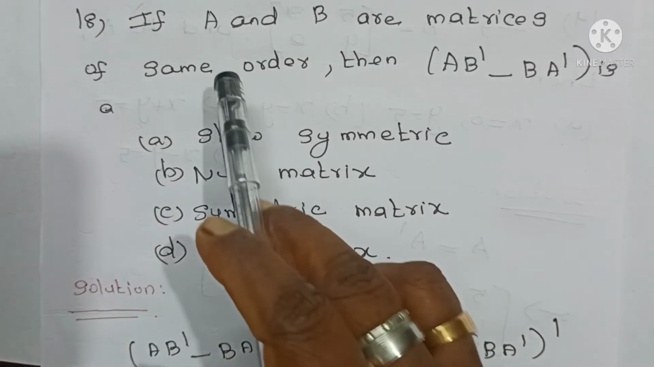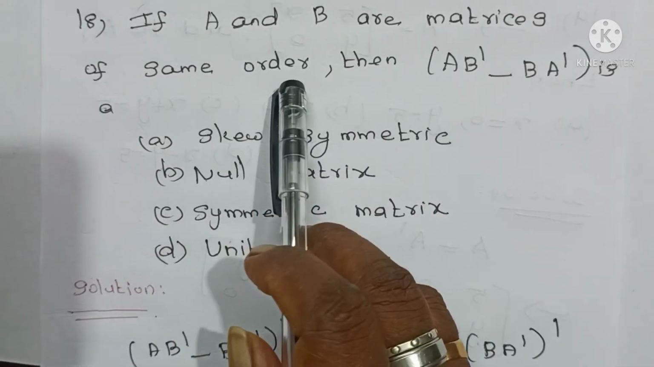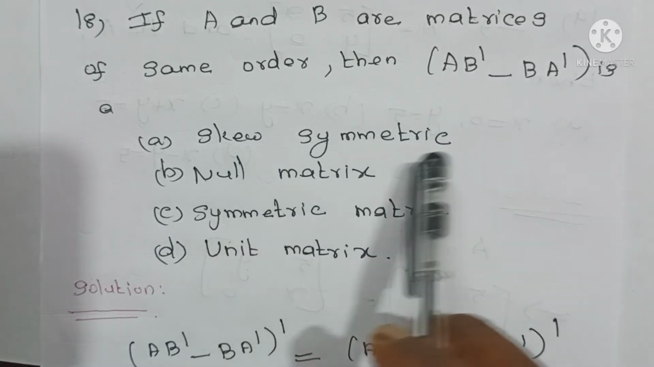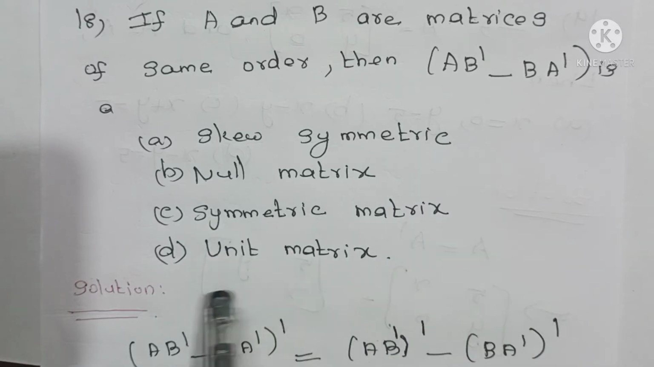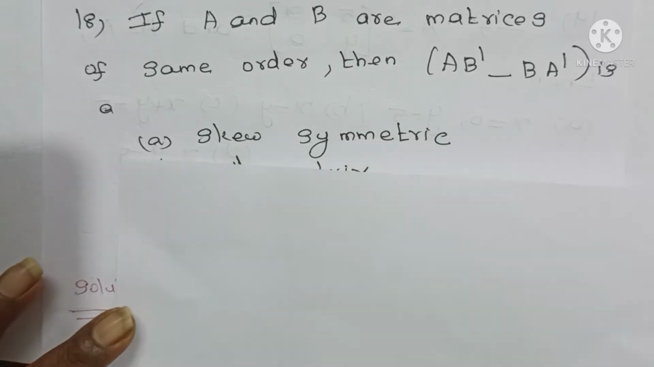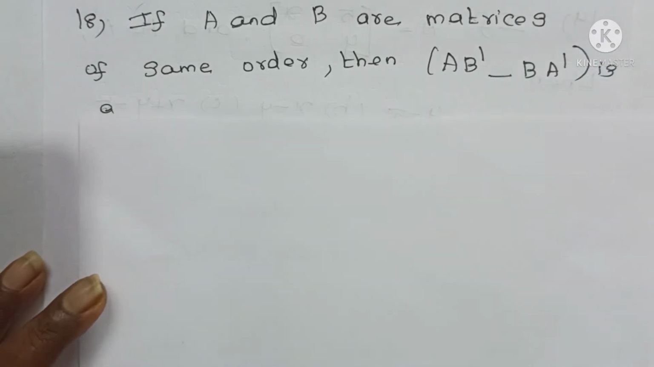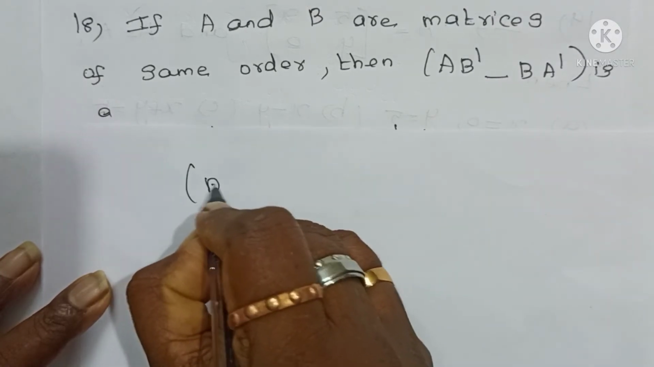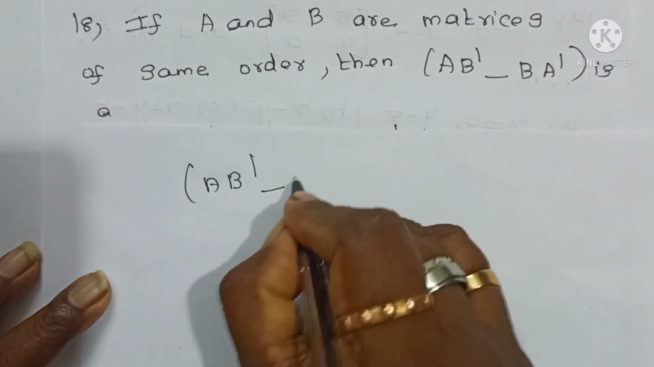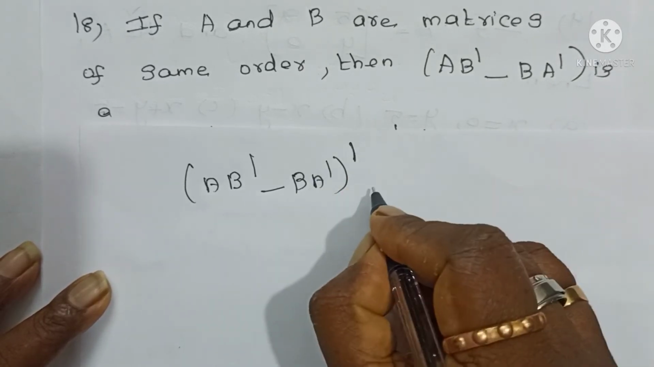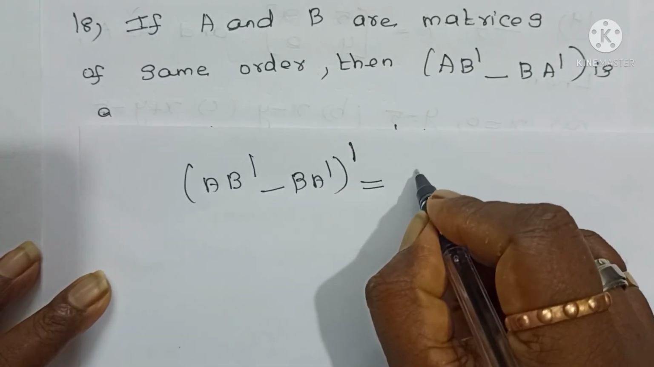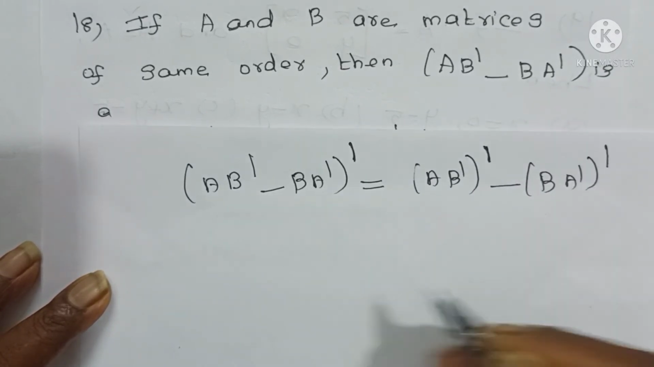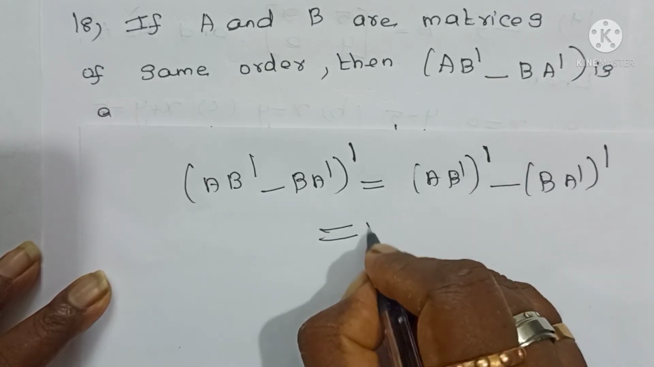Next move on to 18th question. If A and B are matrices of same order, then AB dash minus BA dash is skew symmetric, null matrix, symmetric matrix or unit matrix. So you have to find which matrix. Okay. So first of all you have to find, before that one problem we did, AB dash minus BA dash the whole transpose, which is equal to AB dash the whole dash minus BA dash the whole dash, which is equal to what? B dash the whole dash.